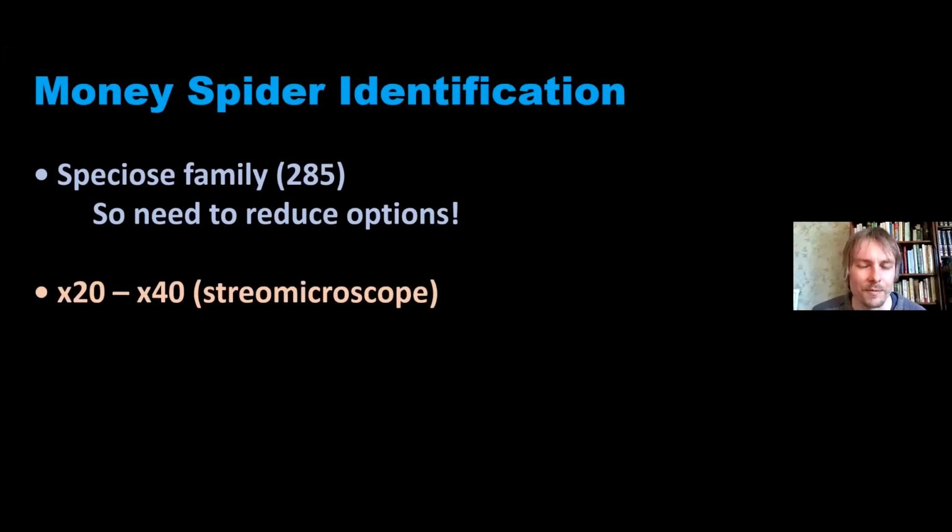Well, because they're small, you've got to use a stereo microscope to identify them. The range on most entry-level stereo microscopes is ×10 up to ×40 now. ×20, ×40 will generally allow you to identify most money spiders. You could ideally go up to ×90, but really you're losing so much depth of field that the gain is not worth it. So that's the sort of equipment that you need to start working with them.